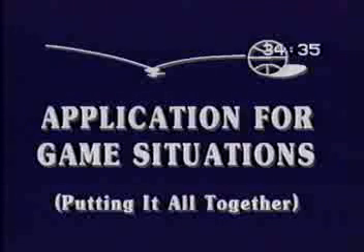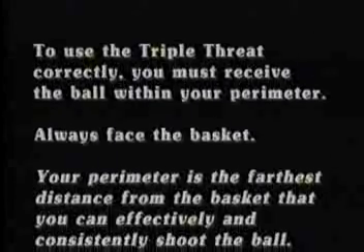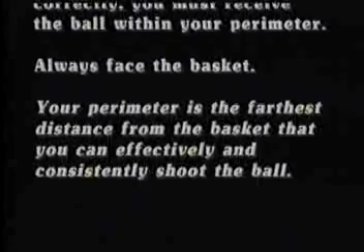Application for game situations. Putting it all together. To use the triple threat correctly, you must receive the ball within your perimeter. Always face the basket. Your perimeter is the farthest distance from the basket that you can effectively and consistently shoot the ball.